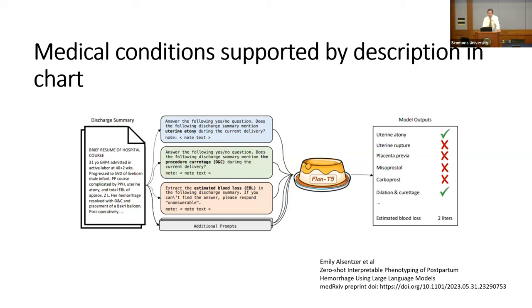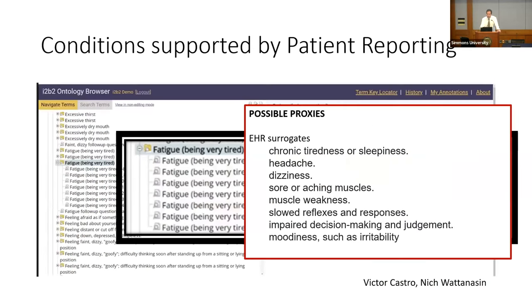She didn't just look for one condition, she looked for specific things about a condition, so they could actually do a simulated clinical trial on postpartum hemorrhage in this case. So they can get to some real detailed conditions, not just things that are defined in ICD-10 codes. And this kind of thing has also been done by Victor and Nitch and the RECOVER team, where we look at extracting from patient-reported outcomes how we can actually get conditions from the EHR that simulate what we collect in a trial like RECOVER.